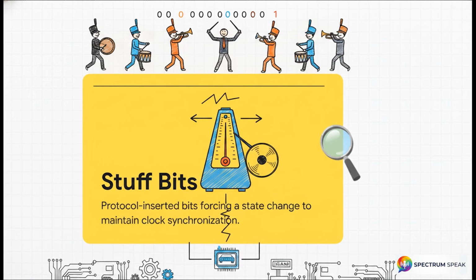So let's introduce a concept called the stuff bit. To really grasp this, I want you to picture a marching band. Imagine them trying to stay perfectly in step without a conductor. Eventually, they're going to drift apart, right? Well, in a CAN network, if a receiving node gets a long, uninterrupted string of identical bits, like a long line of zeros, its internal clock actually drifts out of sync with the sender. To prevent this, the protocol automatically injects a forced bit of the opposite value. That is your stuff bit. It acts exactly like a drummer hitting a cymbal, forcing a state change so all those receiving nodes can snap their internal clocks right back on beat.